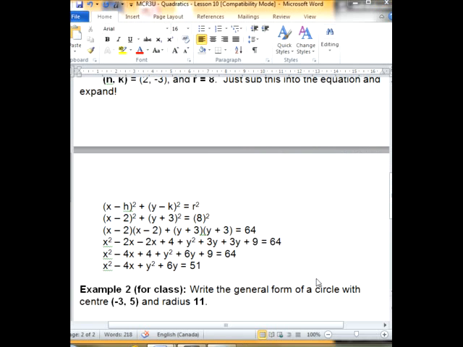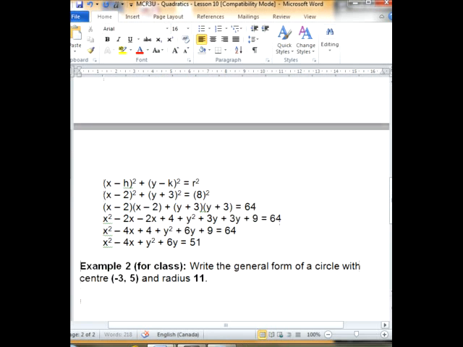Okay, we're back for round 2 here. So for Caitlin, if she can set this up here, what is your h and your k in this case? Very good, -3 and 5. And your radius is going to be 11. We're just going to sub it in.